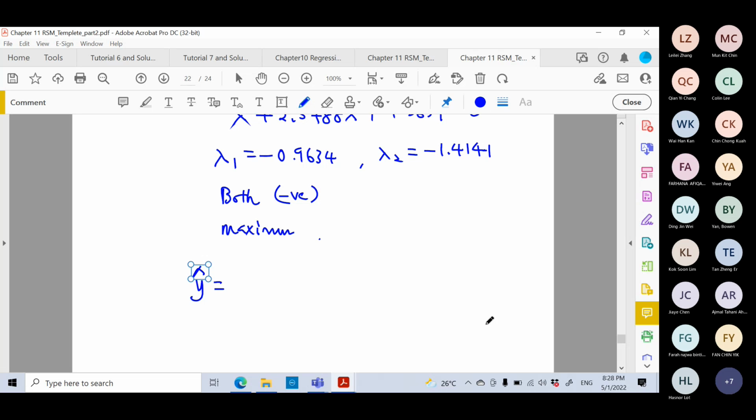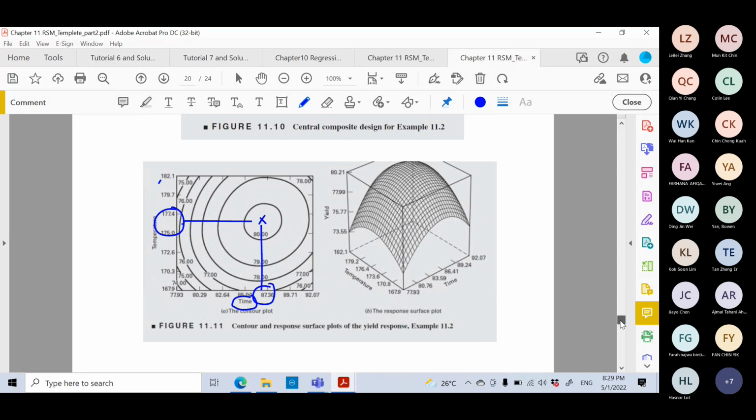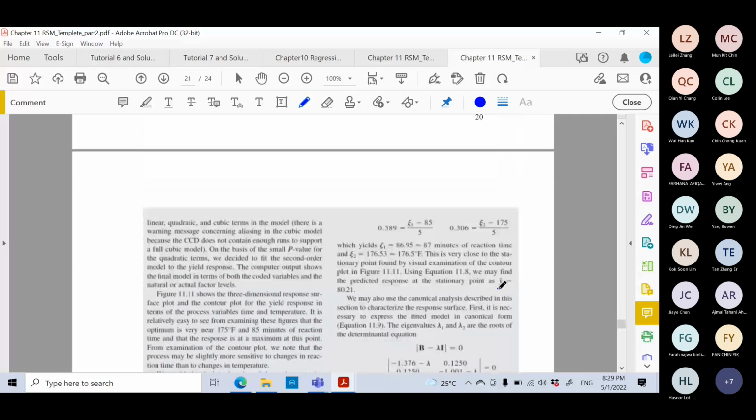Okay, if you observe the contour plot here, it goes from 74, 76, 77, 78, 80. Around here, once you get your stationary point, you can substitute it and get your fitted value. So the optimal fitted value is around this value. Just now we calculated the optimal value to be 80.21. Okay, this is for your y hat.